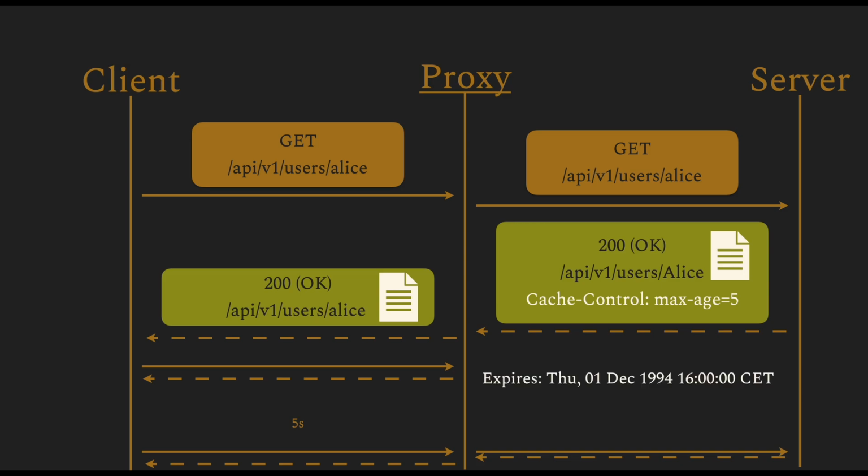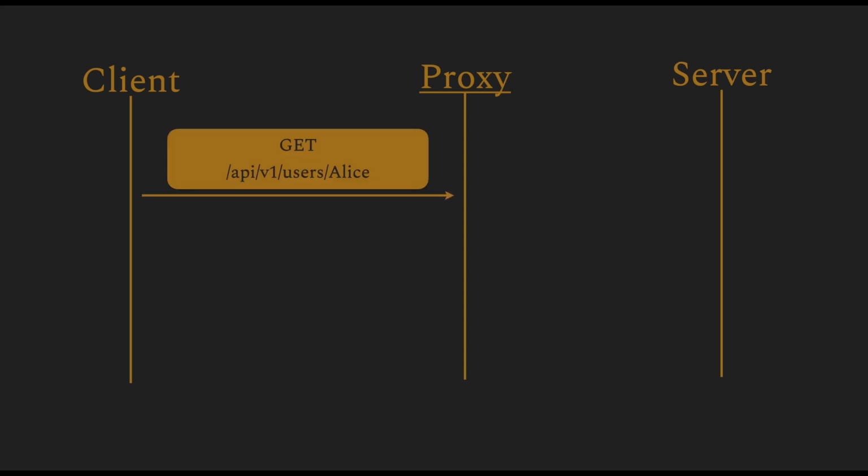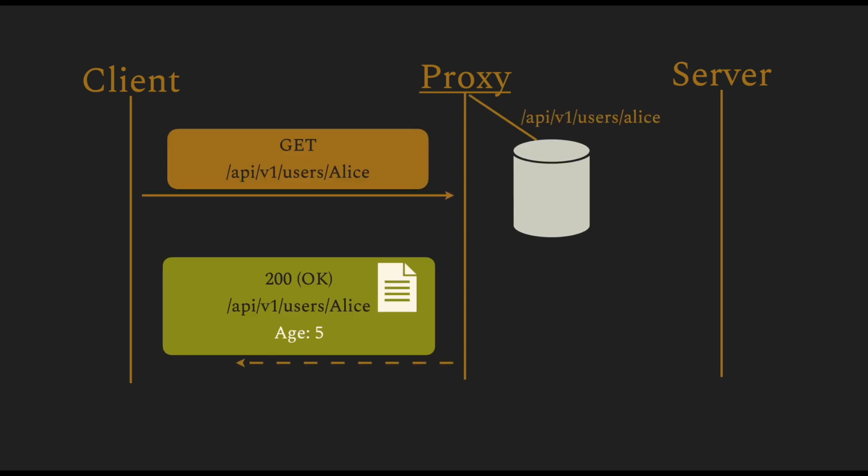And an alternative for this is using the expires header. In this case, instead of using relative seconds, you use an absolute time based on the time zone to say when this data is out of date. Another way for the proxy is to send what's called an age header, where it defines the number of seconds since the last time the proxy contacted the server to check if something was updated.